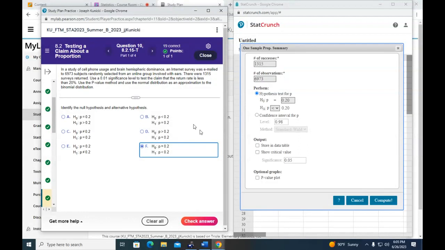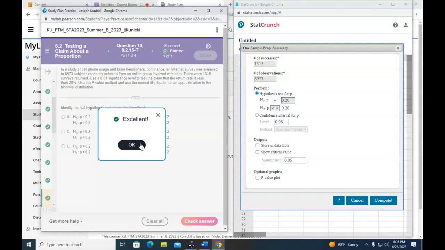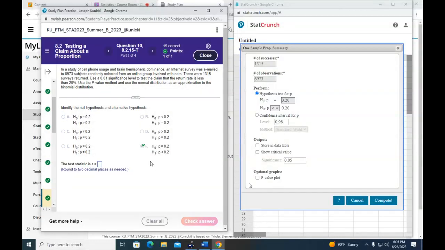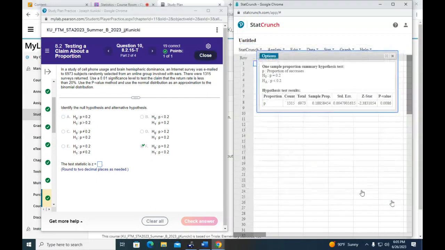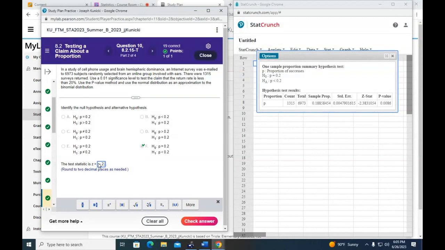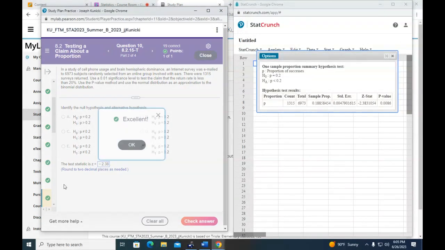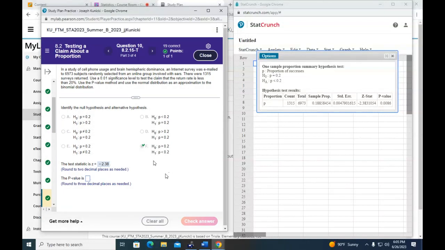Which ones can you eliminate? B, D, and C, because they don't have equals. So it has to be A, E, or F. And so it's a left tail if it's less than. All right, and the test statistic. So I do compute, minus 2.38. P value is low, isn't it? Less than 1%. So we're going to reject.